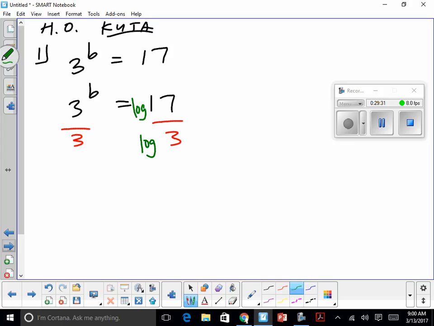In other words, what number do I raise 3 to the power? What power do I raise 3 so that it will give me a 17? Well, we know 3 to the second power, that's 3 times 3, that's 9. 3 to the third power, that's 3 times 3 times 3, that's 27. There has to be a decimal. 2.57. Now everybody punch that in to have it.